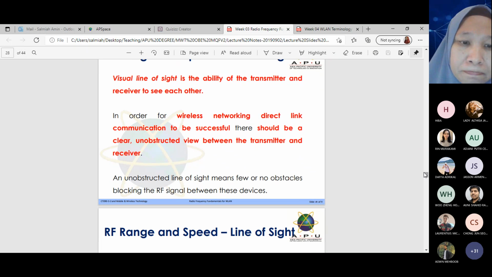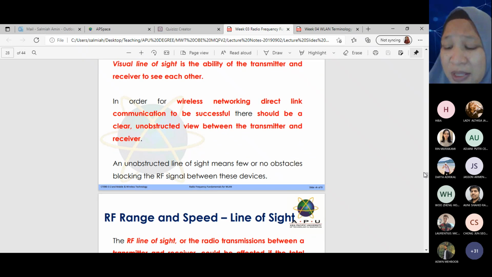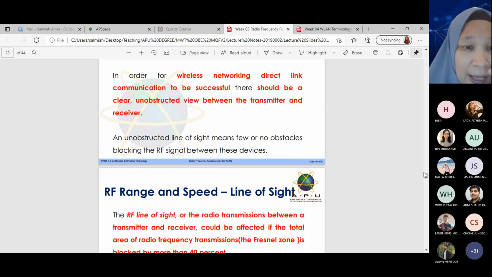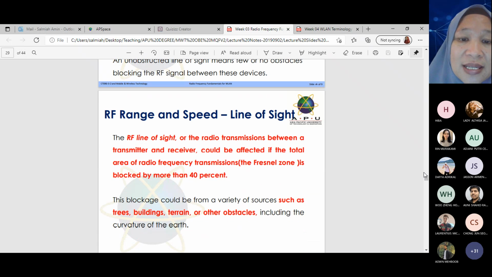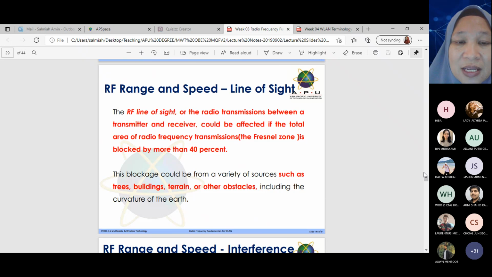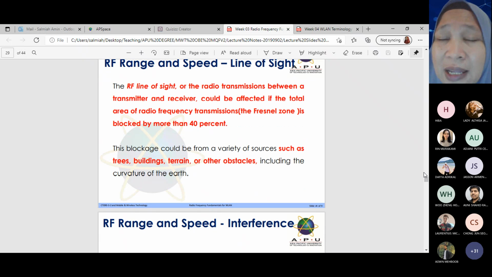That's why if you make a performance test between a laptop, a receiver, from different places, of course the one that is close to the transmitter has better performance because they can see each other, right? Another one is radio frequency line of sight. We're talking about the nature of the radio frequency itself.